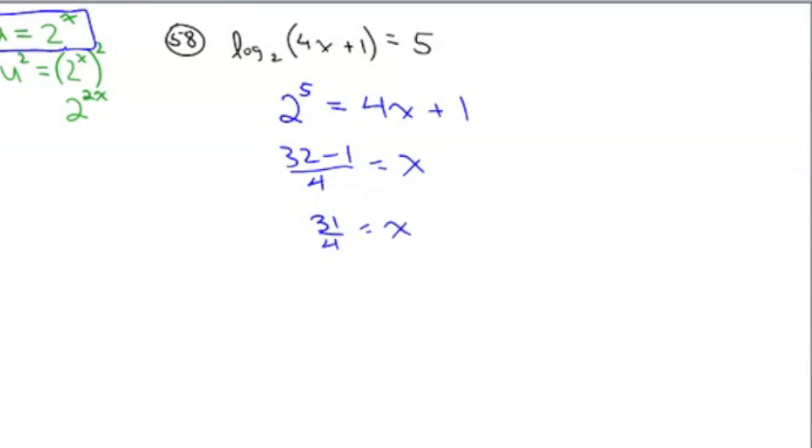I don't like decimals either, unless it's a word problem. So I like fractions. That one's not too bad. What's worse? Number 68. That's worse.